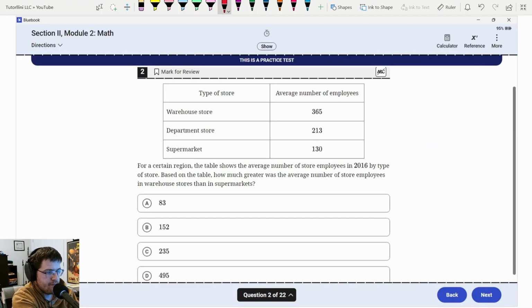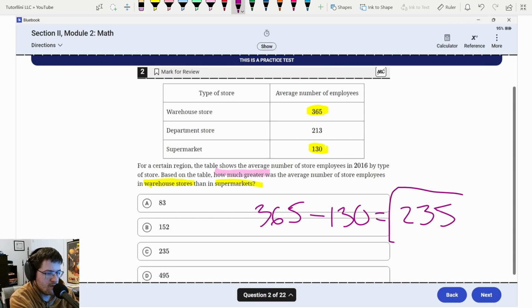Okay, question 2. So it's asking us about the store employees in warehouse stores compared to supermarkets. So we're going to pick out these two numbers, 365 and 130. And it says how much greater, those are subtraction keywords. So we're going to find the positive difference. So we're going to do 365 minus 130, which is equal to 235. And that gives us choice C.